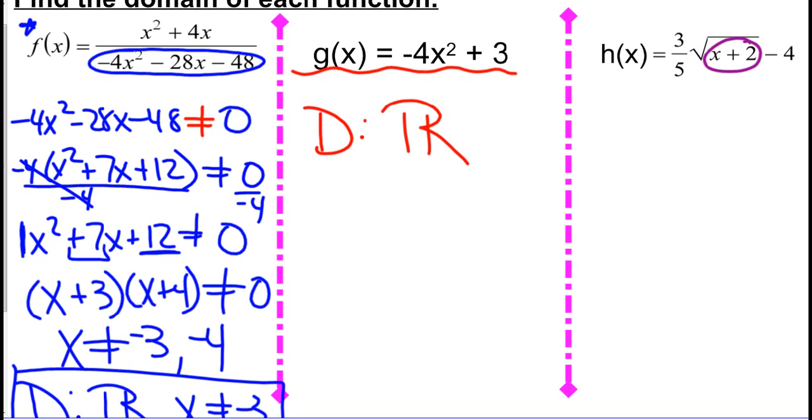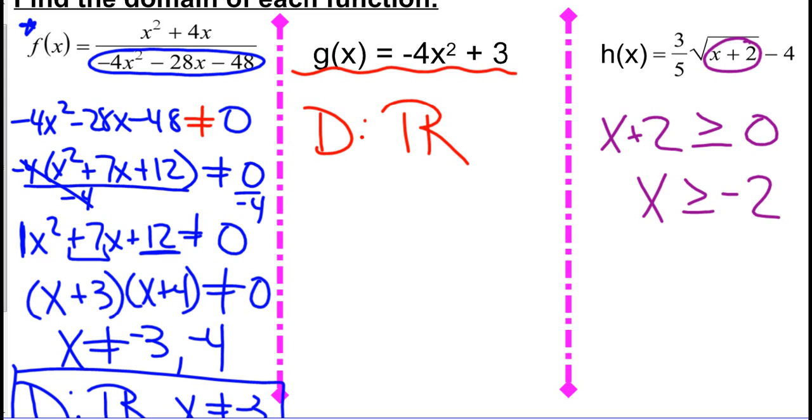So instead of taking that x plus 2 and setting it not equal to 0, I want to set it greater than or equal to 0. That means that anything I have underneath that radical will always be positive. So really all I need is x is greater than or equal to negative 2, and that works out to be my domain. As long as I'm plugging in a number greater than or equal to negative 2, then I should be okay.